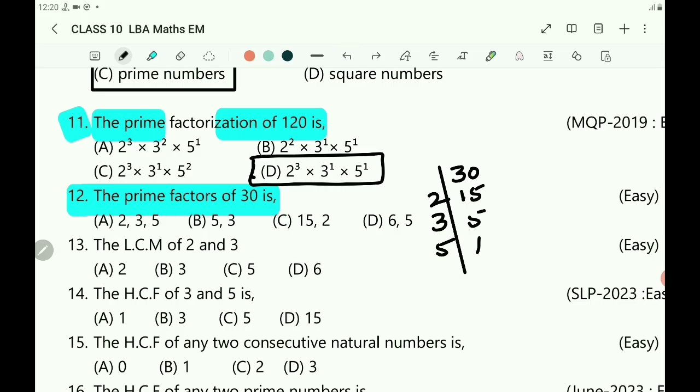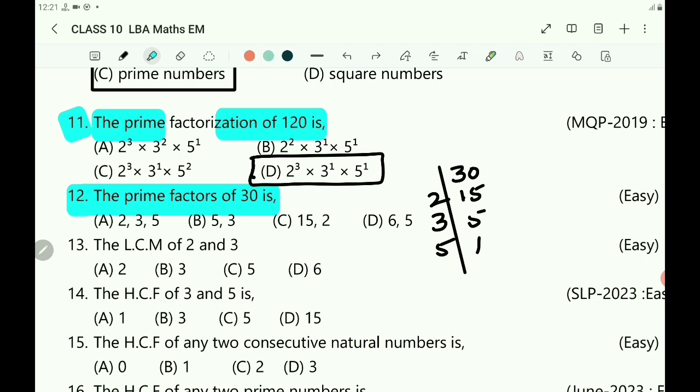Option B, 5 into 3. 5 into 3 is there. It is not an answer. 15 into 2 is there. It is not an answer. 6 into 5 is there. It is not an answer. Here 5 into 3 becomes 15, but the product must be 30. Here the product becomes 30, but 15 is not a prime number. 6 into 5 is also 30, but 6 is not a prime number. It is a composite number.